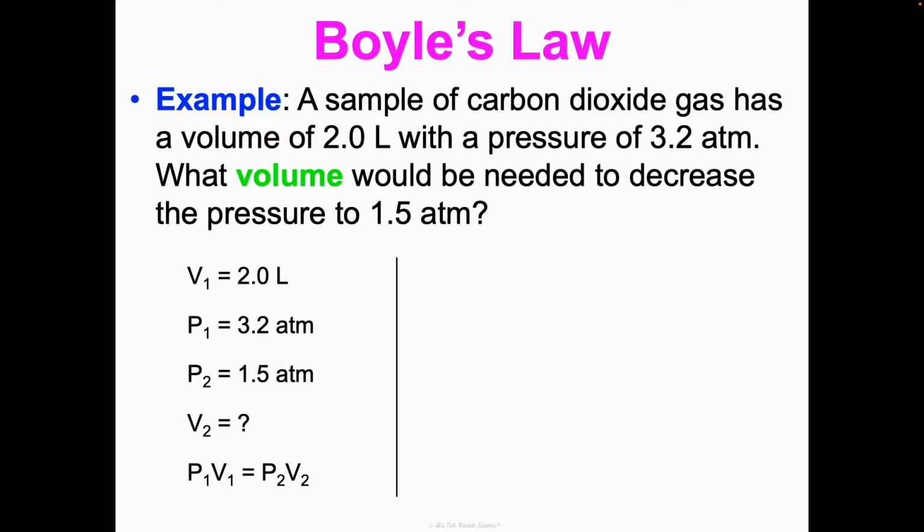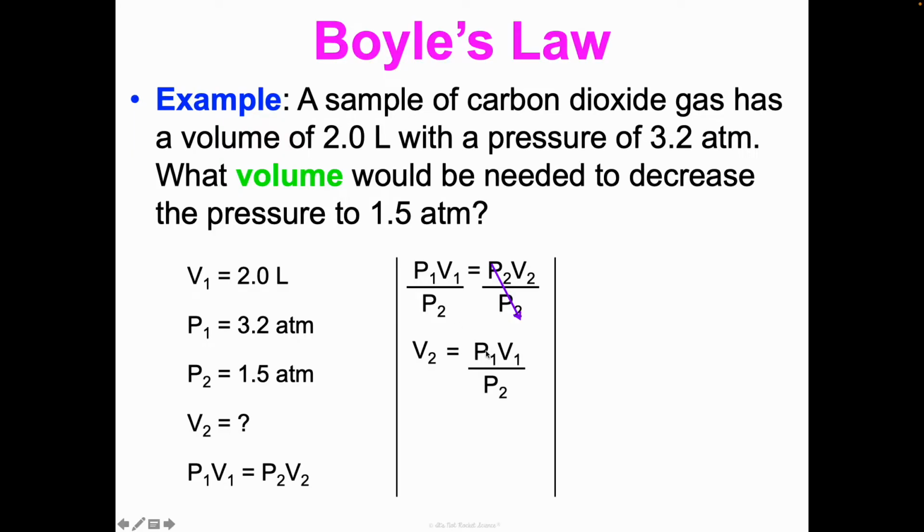Okay, now we're ready to assess. So that's our equation. Now we just plug in. Or well, best practice is to rearrange it first. I want V2 by itself because that's what I'm looking for. To get V2 by itself, I need to do the opposite of what's being done to it. Currently, it's being multiplied by P2, and the opposite of multiplication is division. So I'm going to divide both sides by P2. This allows those to cancel out, and I'm left with V2 all by itself, and it equals P1 V1 over P2.